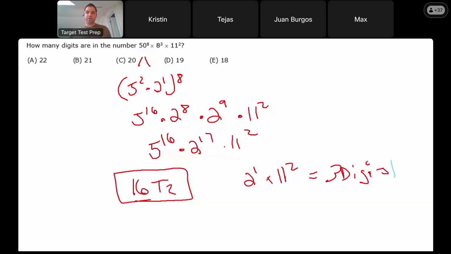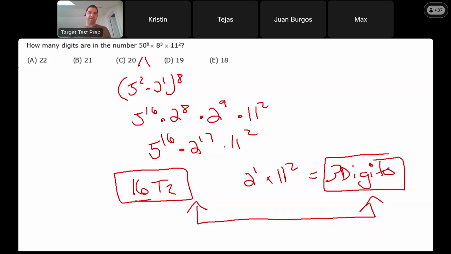All you do here, oops, let me just rewrite the word digits. All you do is take the 3 digits plus the 16 trailing zeros, add it together. That's how you're going to get your 19 digits here. That's how you deal with something like this.